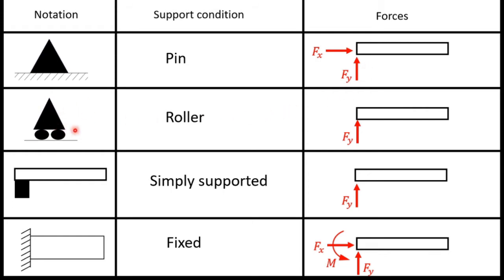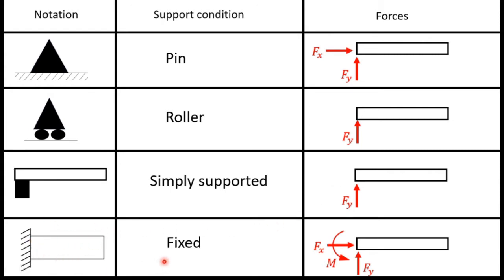The second one is roller. This is the notation of roller, and if we have a roller support we mark one vertical force component. And the third one is simply supported. If we have a simply supported condition we mark one vertical force component.